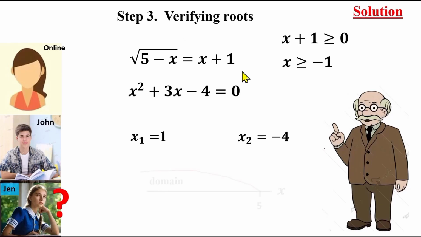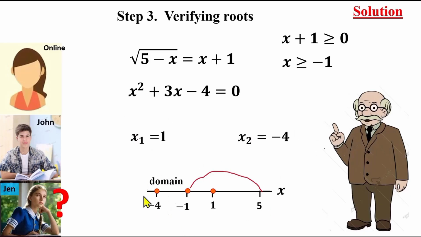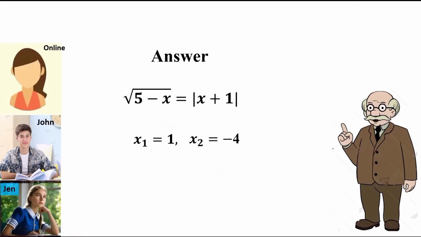Our previous domain shown here, new domain is this one, from negative 1 to 5. It means that if we put our roots on the number axis, one of them will be outside of the new domain. And this is incorrect root. So the answer is x1 equal 1 and no other roots. Did I answer your question, Jen? Yes. Good. So we can write the final answer for our problem, and this problem is solved.